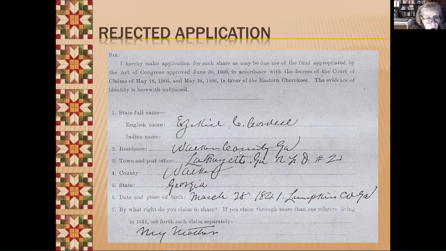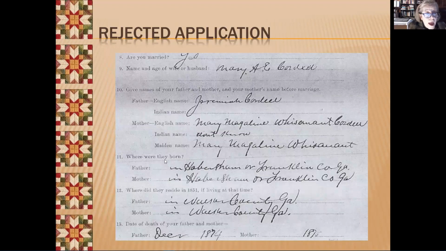Where do you live? Walker County, Georgia. And I think it's Lafayette is how they pronounce it. When and where you were born, March 1841 in Lumpkin County. And how do you claim? My mother. Okay, so he's saying his mother was Cherokee. Well, she's not, but anyway, he said she was. Are you married? Yes, Mary Cardell.